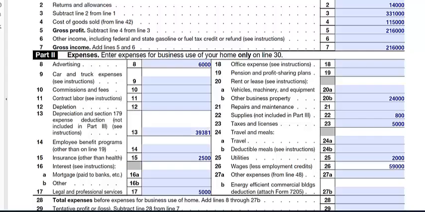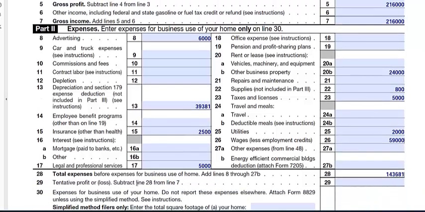Now we can finish up our Schedule C. Line 28 asks us to add all our expenses from line 8 to 27B. And when we add those, we get 143,681. If we subtract that from our gross income, our tentative profit is $72,319.